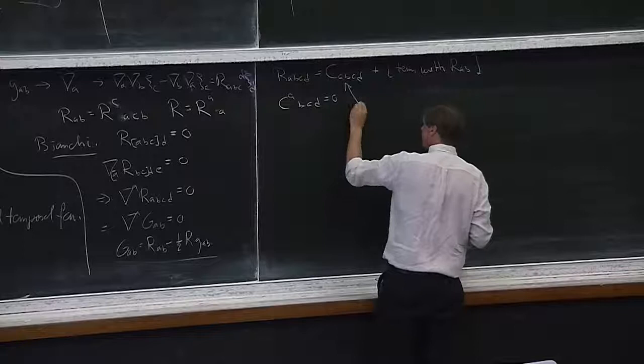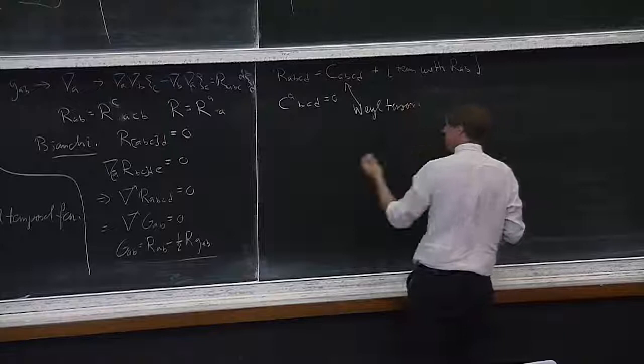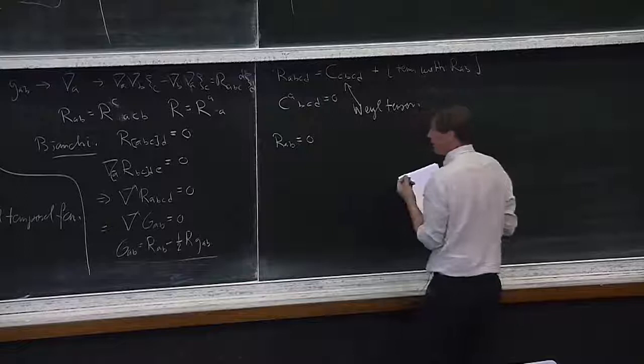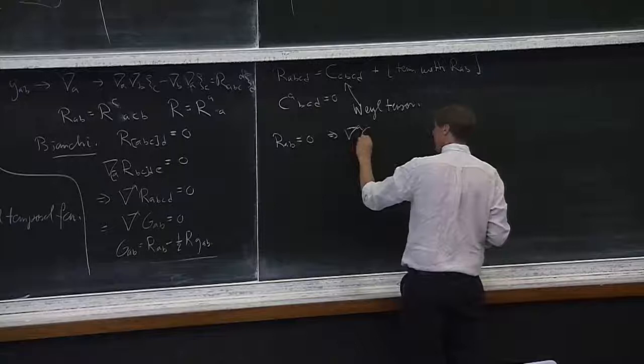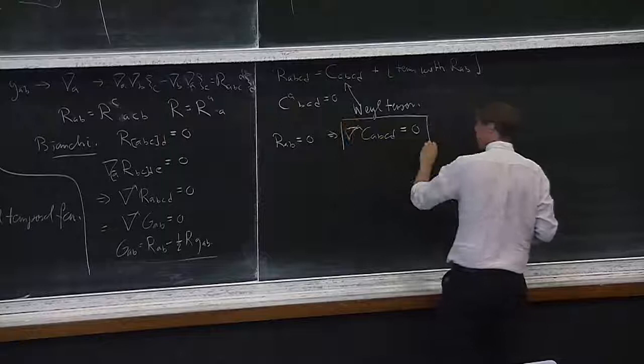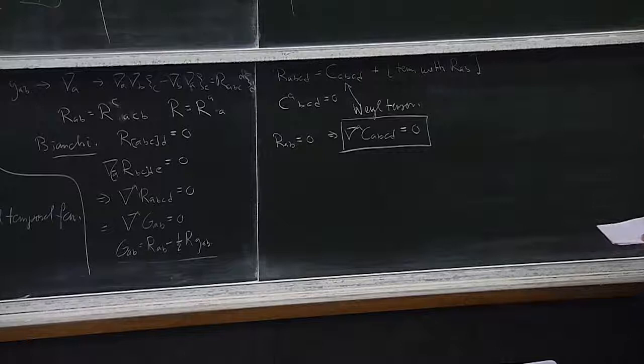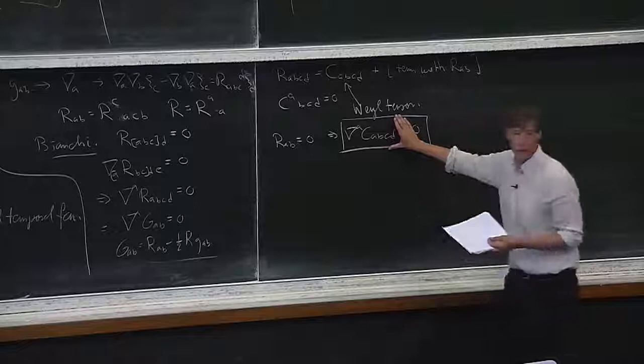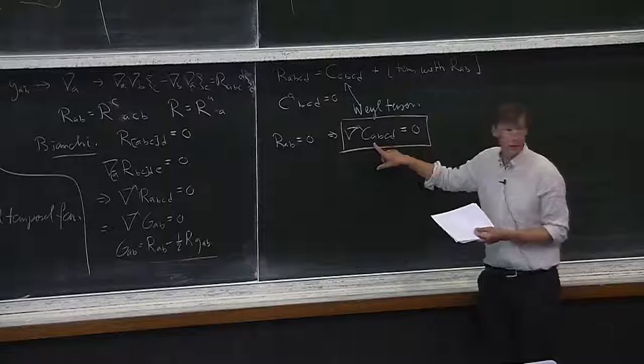And the very important fact is that if the Ricci vanishes, so if we're in vacuum, then the Weyl tensor satisfies the contracted Bianchi identity. And this, in some sense, encodes the Einstein equation. So the vacuum Einstein equation implies that this divergence of the Weyl tensor is zero.